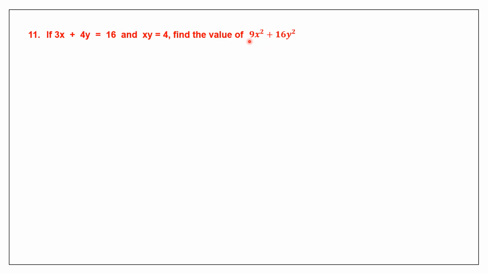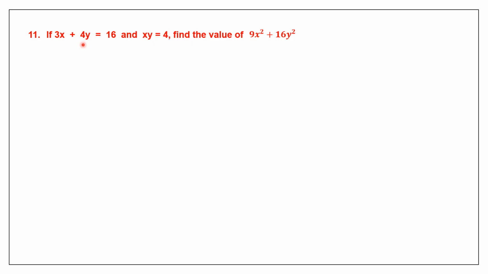Now, look at this. This is 9x square. Now, here we have 3x. If you write the square of 3x, you get 3 3s are 9. X becomes x square. So, you get 9x square. Similarly, this is 16y square. Look at this 4y. If you square it up, won't you get 16y square?